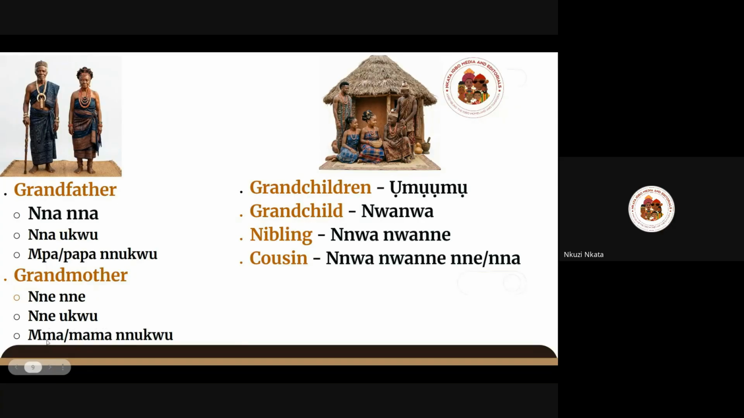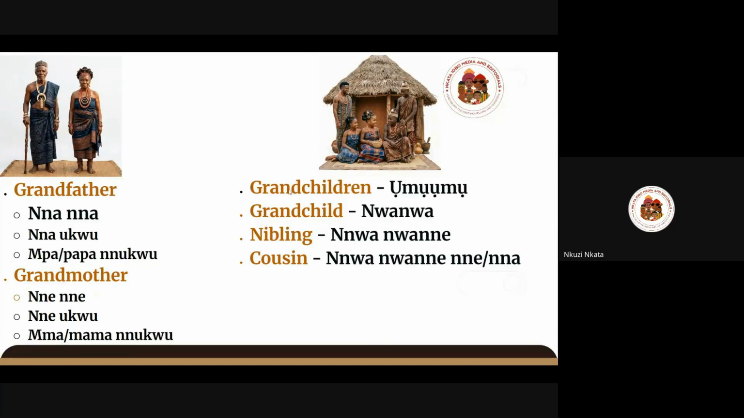Some also call it ma nnukwu, just like we have mpa nnukwu. This is one I'm familiar with, but different families use different forms. You can let us know in the WhatsApp group chat which one you use. Some use mama nnukwu to mean grandmother. Some still call ma or mama simply for their grandmother without adding nnukwu. Some still use mpa or papa for their grandfather without adding nnukwu to it.